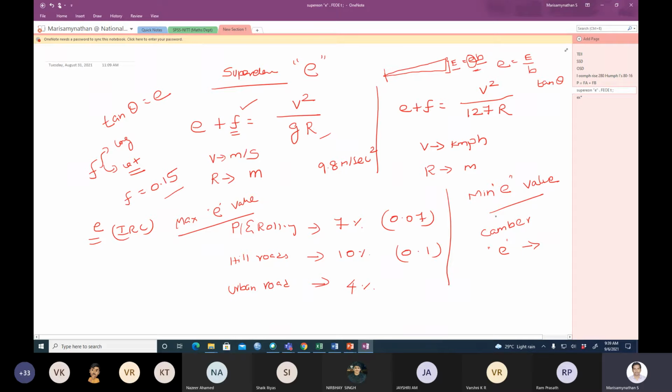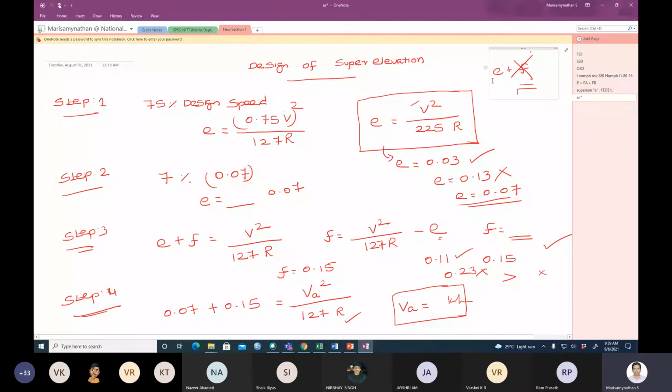Also, we provide the minimum super elevation by considering the camber value, which we usually provide for rainfall drainage from the pavement surface. In addition to that, we tried to understand how to design the super elevation for a given problem. So, four steps of the problem we discussed in the last class.